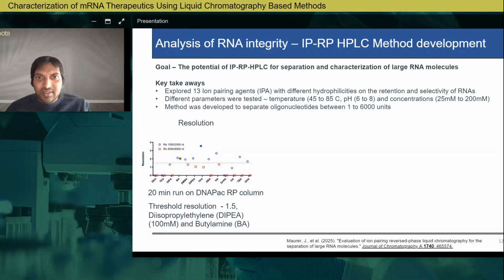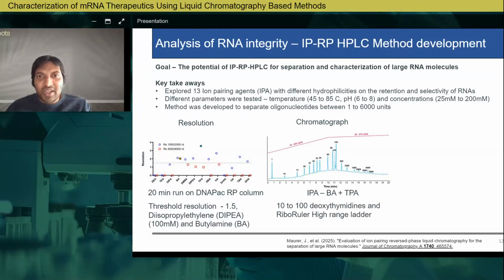And they did a lot of next steps, and they also used butylamine and tested different methods. They optimized different methods, and what they came up with was that this IPA, butylamine, and TPA played a very good role at a 125 millimolar combination.